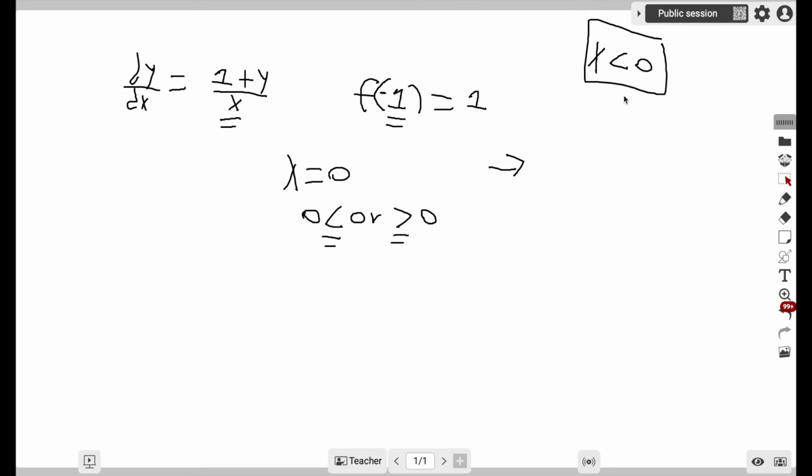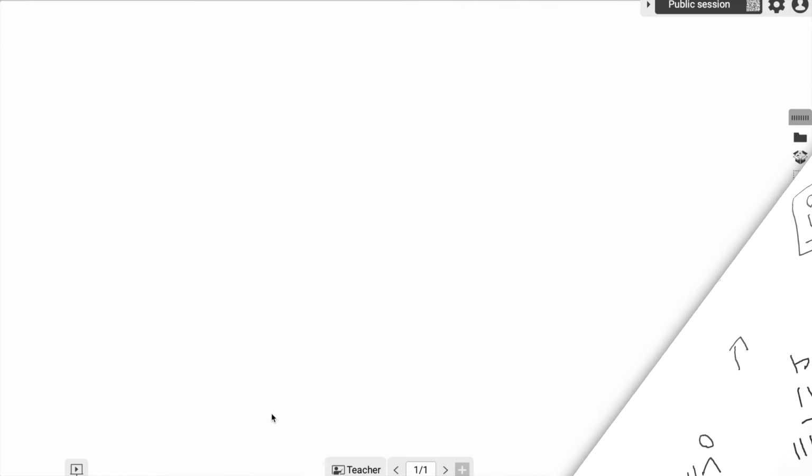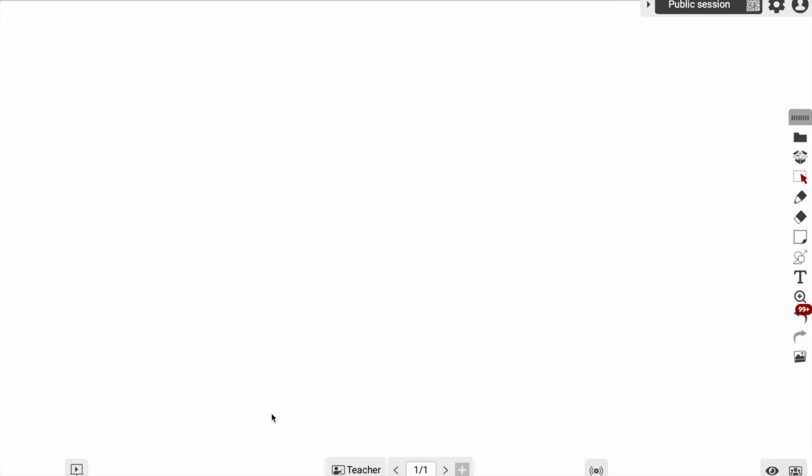Okay, now I also want to show you guys an example where we have a y value, so we won't have an x value present. All right, guys, now I want to show you an example where we do not have an x in our differential equation. It's going to be y instead.